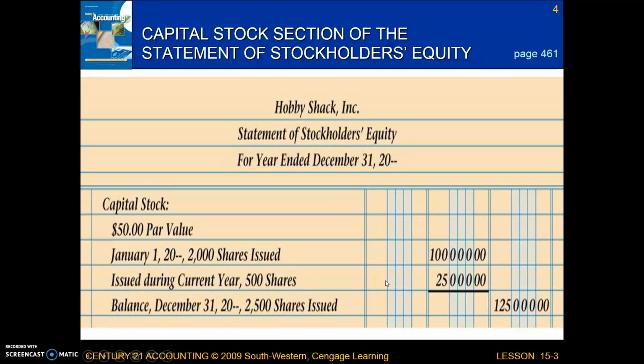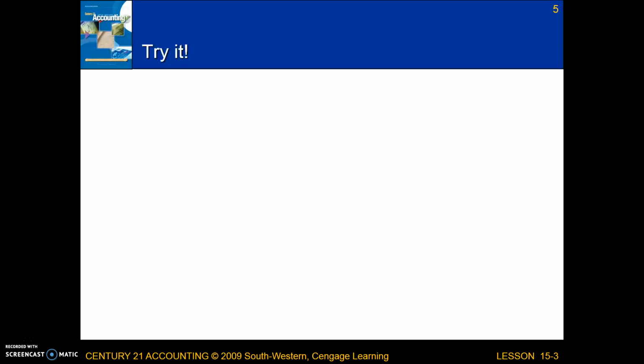Then it's possible that as a company we decided we needed to raise more money, so we issued additional shares or we sold additional shares at that same par value. And so it says issued during the current year, we issued 500 shares. Once again, 500 times the $50 par value gives us $25,000. And then we total those two up to get our ending balance of capital stock that we have issued as of December 31st. And it now lists the total number of shares, which is 2,500. That will become our beginning balance for the capital stock section of our next period's statement of stockholders' equity.